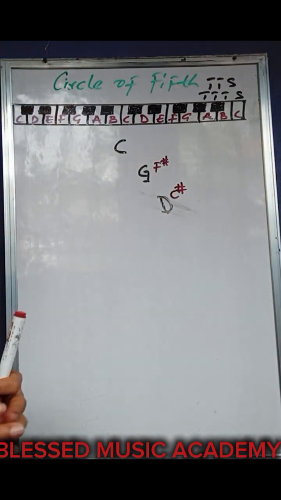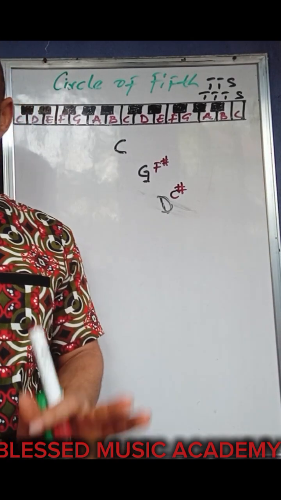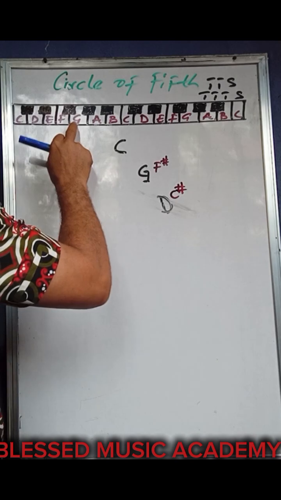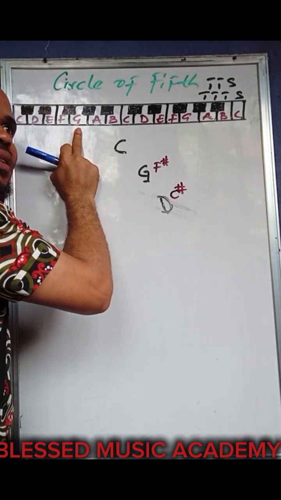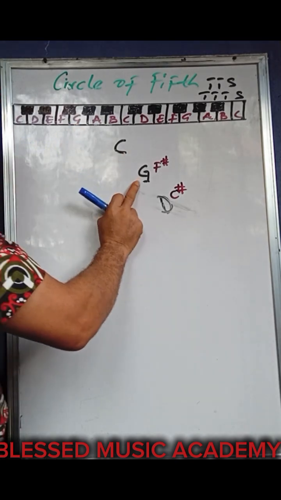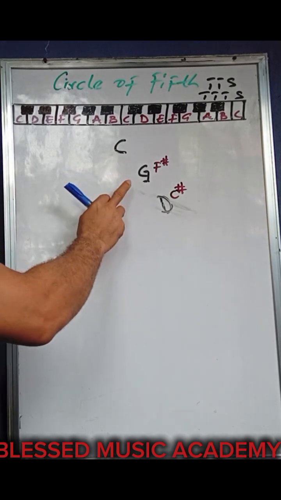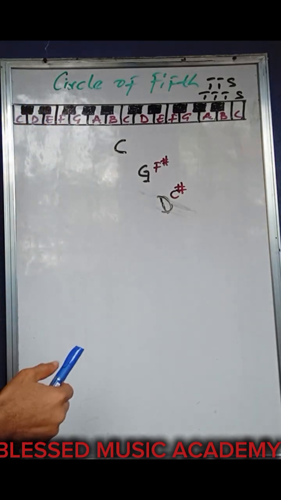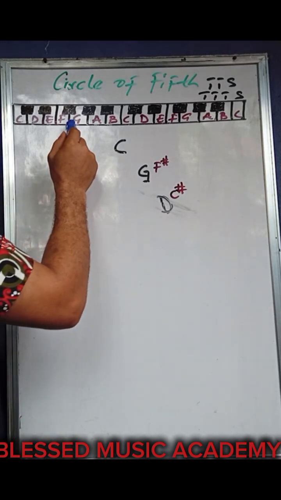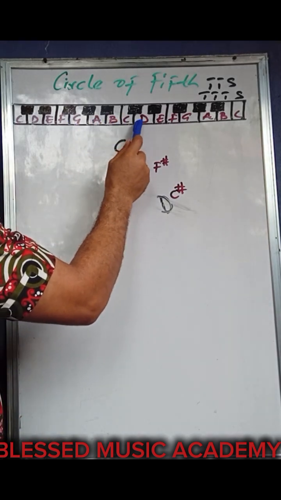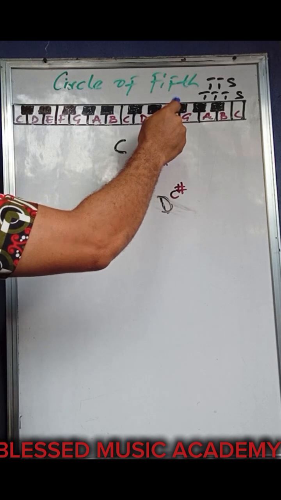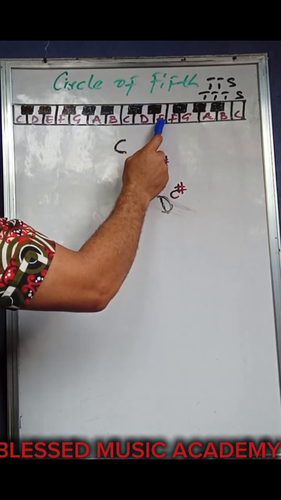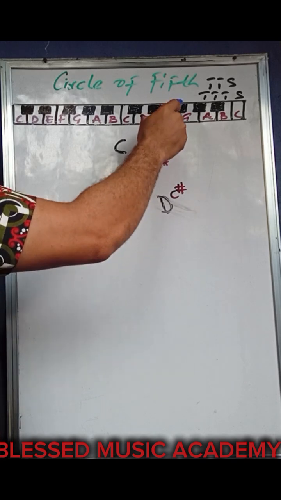Now let me give you the simplest way to do this. If you are on G, and G has one sharp, where will that sharp fall? It is the seventh note. Look at it: G, A, B, C, D, E, F sharp. 1, 2, 3, 4, 5, 6, F is the seventh note, so you sharpen it.